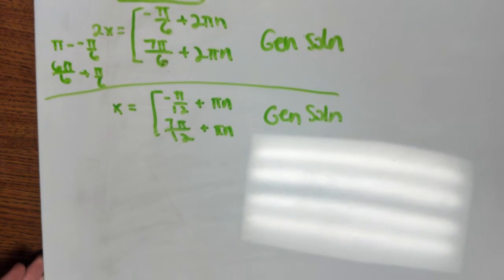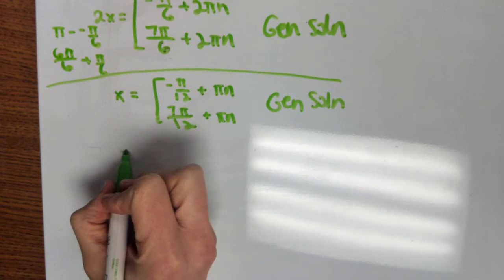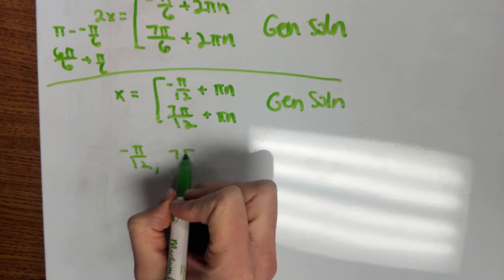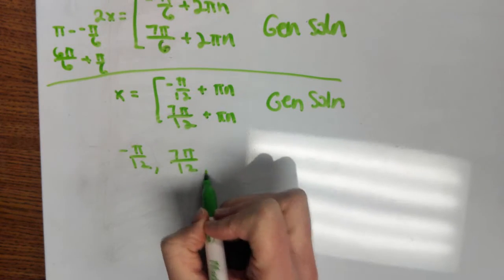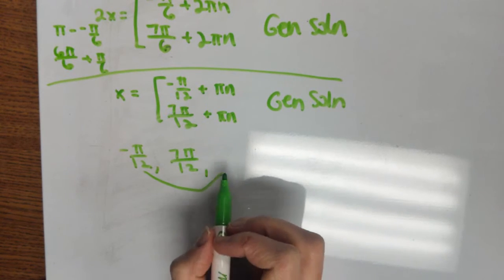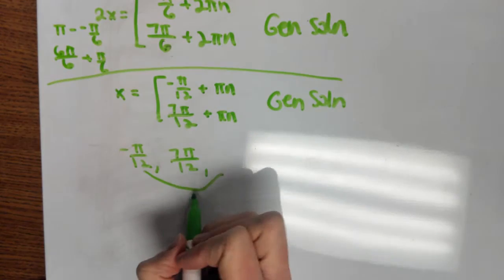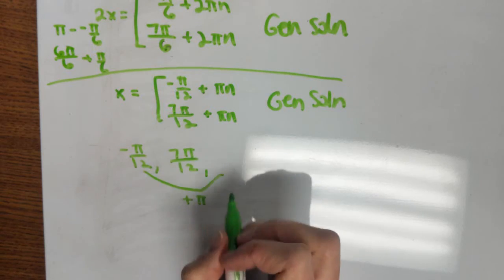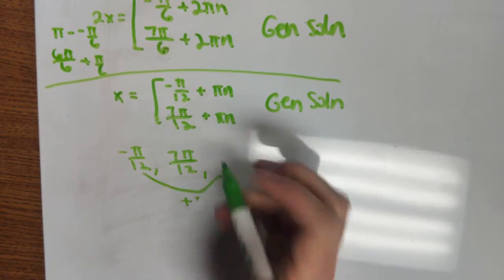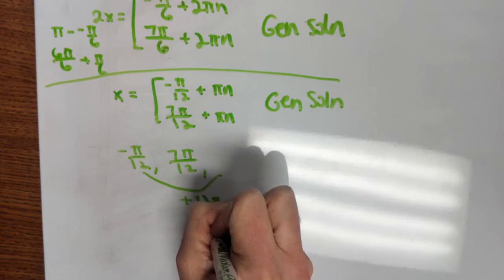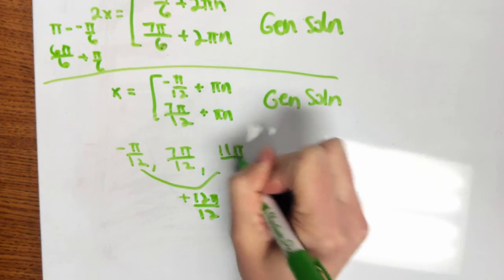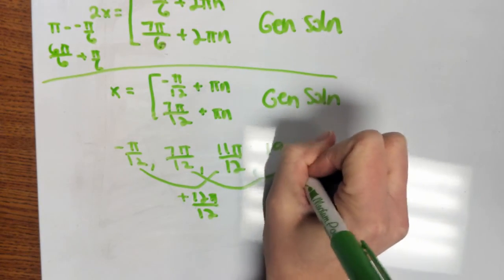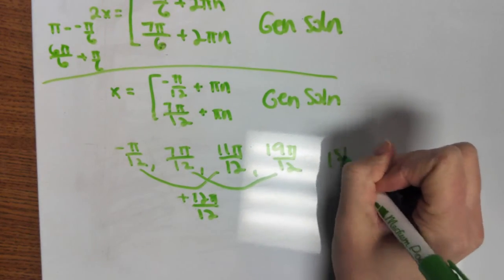If I want to list my first 3 positive, we're going to do the same process. Some of you like to list the negative. It doesn't count as one of the positive, but if it helps, write that out. 7 pi over 12 is actually my first positive. Then we just alternate. But we are adding pi this time, so I'm not going to add 2 pi. If I want to get a common denominator, I'm going to make this 12 pi over 12, and add that to get 11. Then I'm going to take my 7 pi and add 12 and get 19 pi over 12. And there's your first 3 positive.